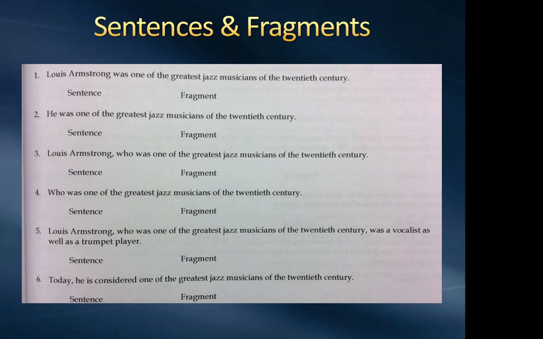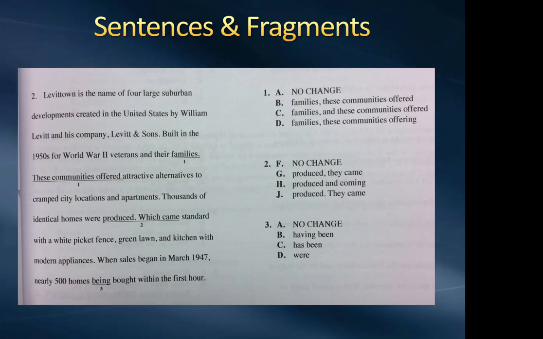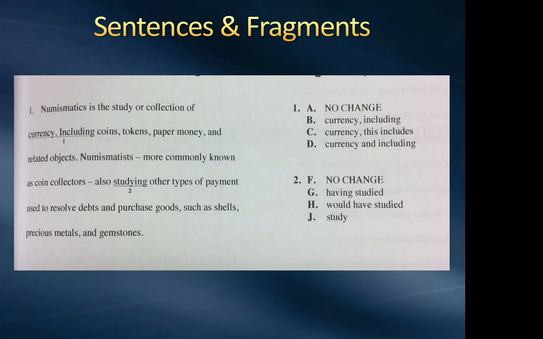Louis Armstrong, who was one of the greatest jazz musicians of the 20th century, was a vocalist as well as a trumpet player. So that does express a complete sentence. It does give you some extra information here in the middle, and that extra information is set off by a pair of commas. Today, he is considered one of the greatest jazz musicians of the 20th century. That, once again, is a sentence. All right. I think we've had enough practice on that.